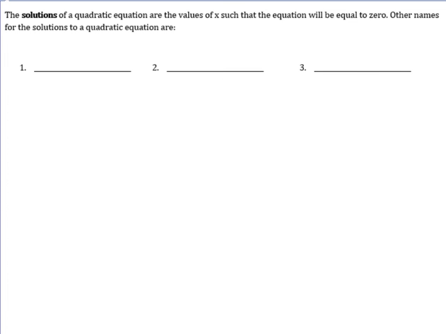So one thing you need to know, solutions to a quadratic equation, we're looking for the x values that make the equation equal 0. And there are 3 other names for solutions. All 4 of those words mean the exact same thing. So those words are roots, zeros, x-intercepts. So if it asks you for any of these 4 things, roots, zeros, x-intercepts, or solutions, they all mean the same thing.